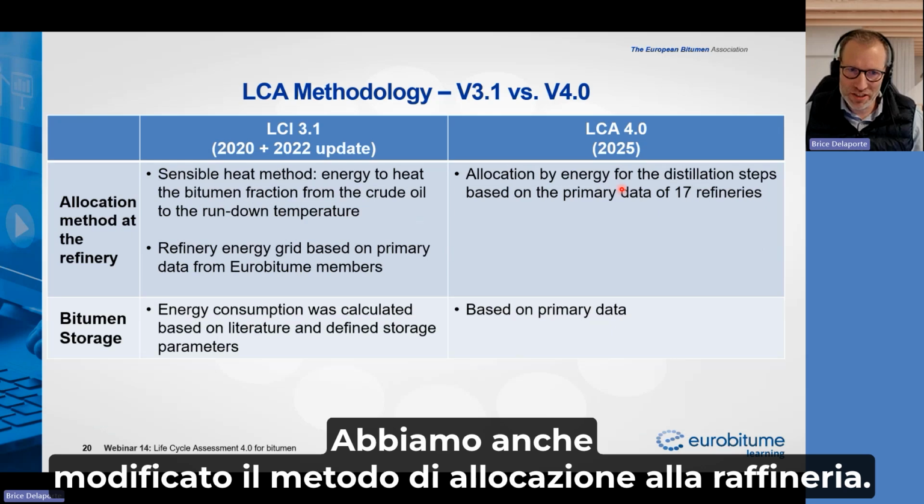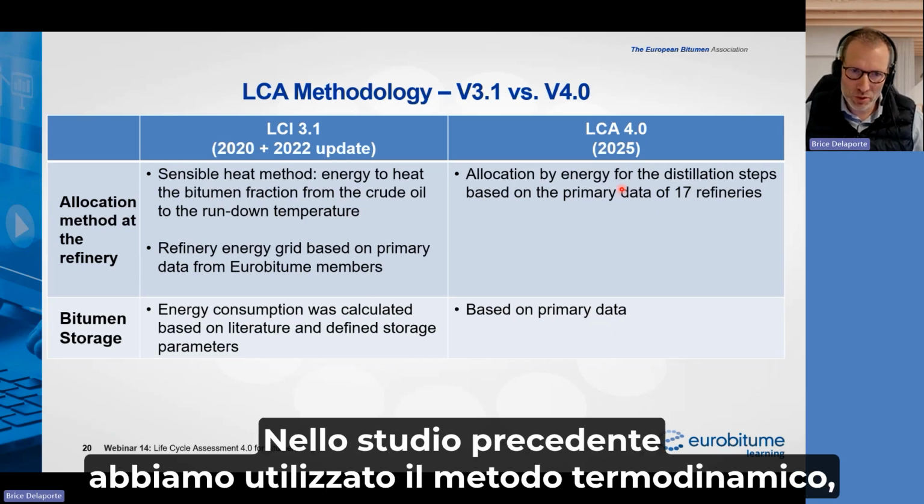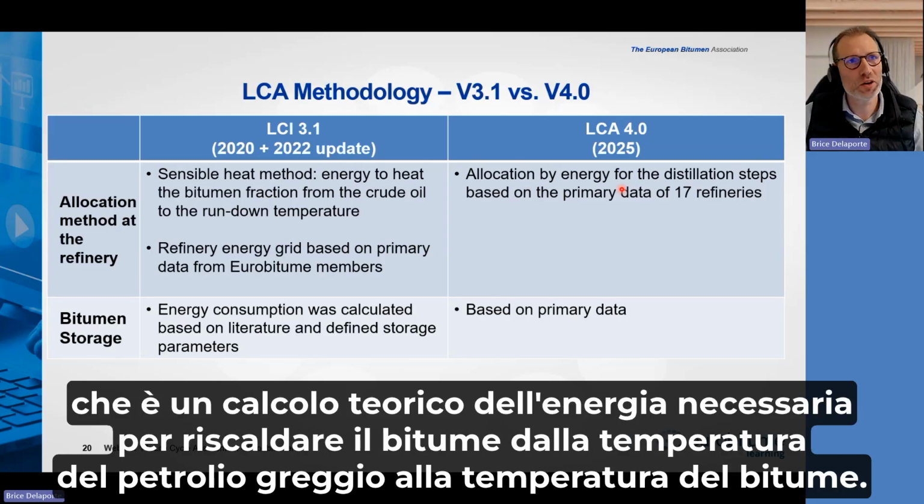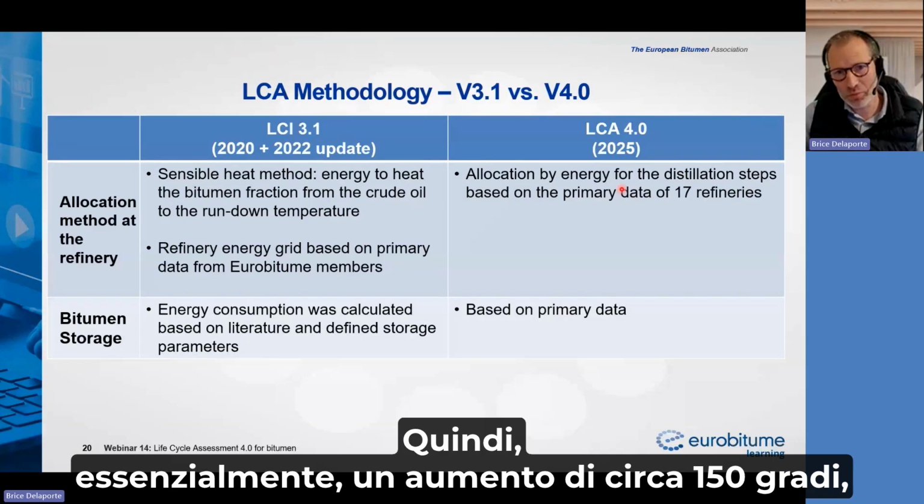We also changed the allocation method at the refinery. In the previous study, we used the sensible heat method, which is a theoretical calculation of the energy required to heat the bitumen from the crude oil temperature to the bitumen temperature. So basically an increase of around 150 degrees.